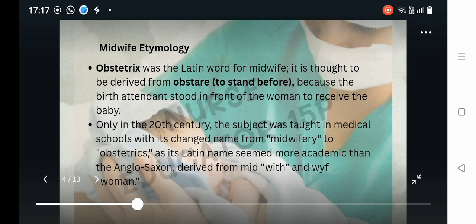Only in the 20th century was the subject taught in medical schools. In medical schools they taught this subject, and from midwifery they changed it to obstetrics. Its Latin name seemed more academic than the Anglo-Saxon name. The Anglo-Saxon name is nothing but midwife. What is the meaning of midwife? With woman.